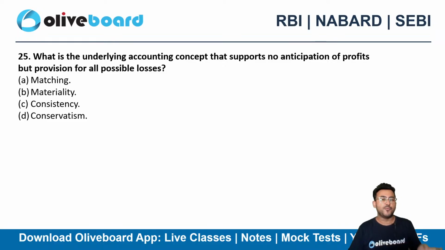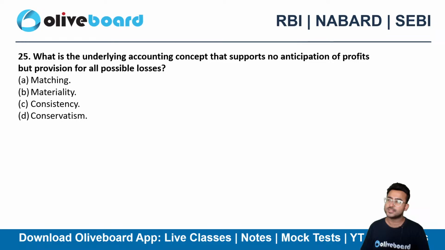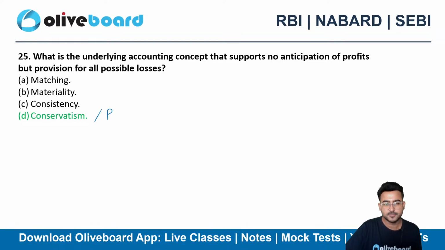Next is what is the underlying accounting concept that supports no anticipation of profit but provision for all the possible losses? Again a question from concept and convention of accounting. That's why I'm saying कि ये सबसे important होगा आपके UPSC examination के लिए. Do not anticipate profits but anticipate all the losses. That's the very first thing that we study in our paid class, right? Conservatism, which we also call as prudence.